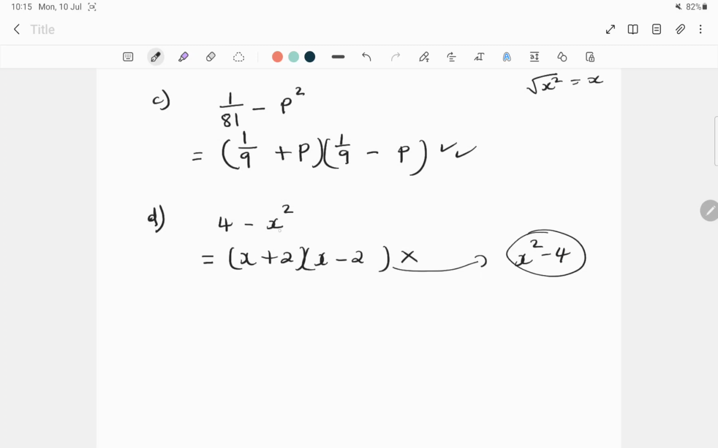Now you have 4 minus x squared. So for this one, for 4 minus x squared, you are going to write the square root of 4 is 2. The square root of x squared is x. Then it's also 2 and x, plus minus. Be careful of that.